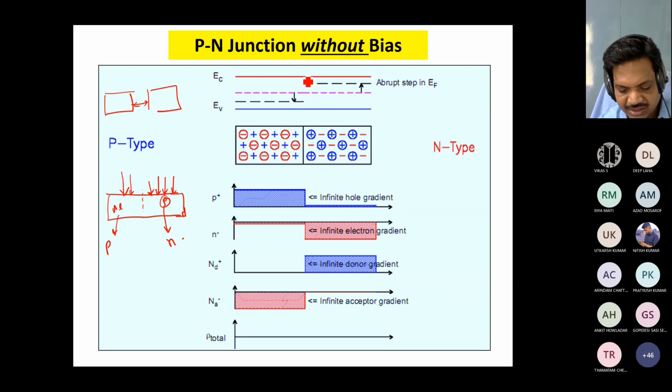If we place this PN junction, what will happen initially? Initially, this is the Fermi energy in the N-type semiconductor. This side is the N side and this is the P side. As you can see, on the N side the Fermi energy is close to the conduction band, and on the P side it is close to the valence band. That you already know. So just at the junction, there is an abrupt change in the Fermi energy.